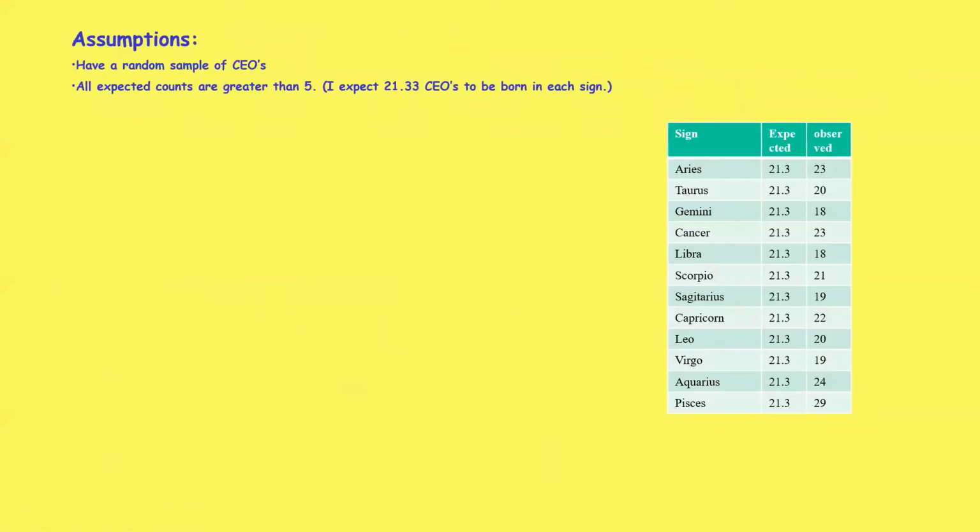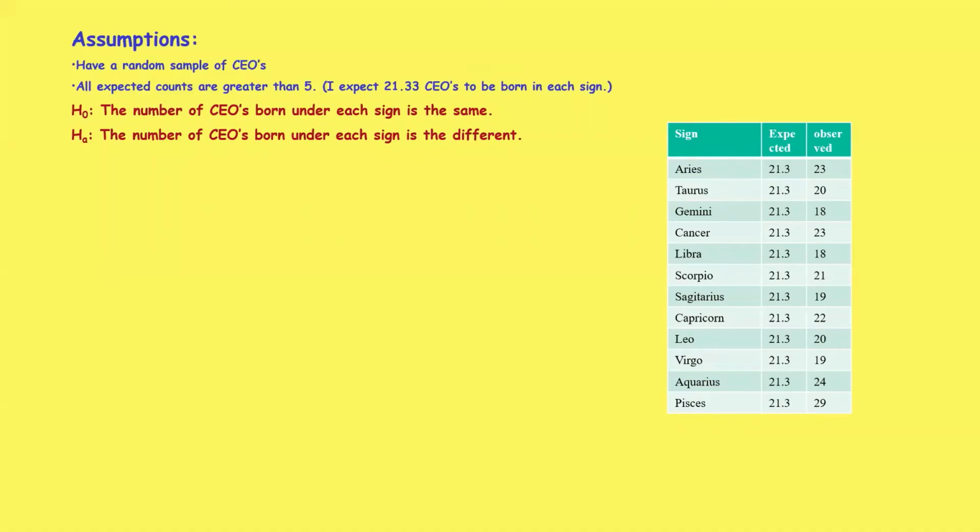Okay, so what we're going to do now is put this into a calculator. So let's start with the null and alternative. The null is the number of CEOs born under each sign is the same. Our alternative would be that the number of CEOs born under each sign is different, or not the same.